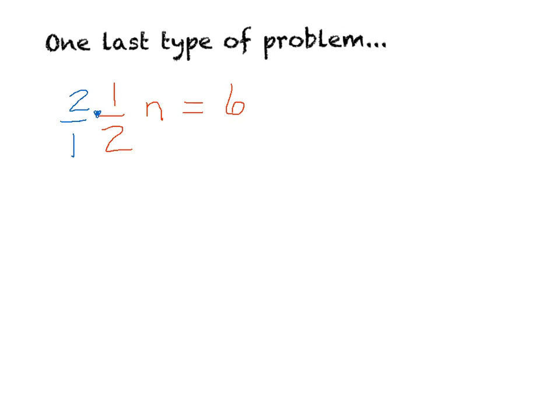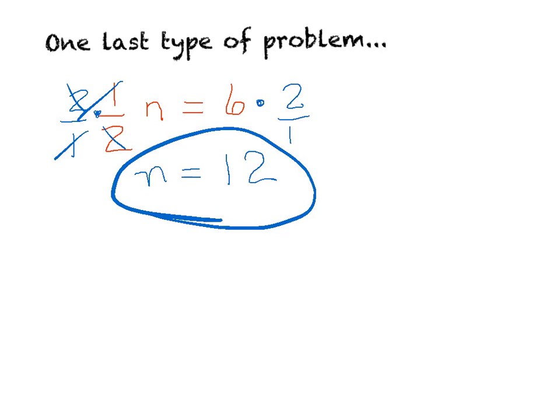So we're actually multiplying 2 over 1 times 1 over 2, n, and then we would go over here and take 6 times 2 over 1. Well, these 2 and these 2 cancel out, so we're left with n equals 6 times 2, which is, of course, 12. Now, anytime you can go back and check yourself on these problems, and it's very easy.